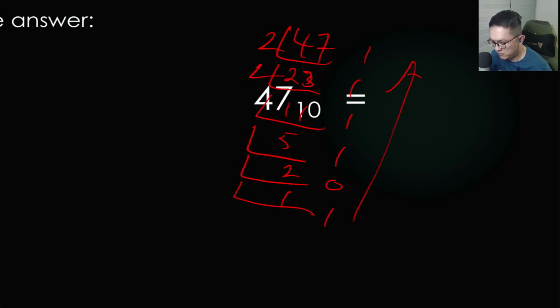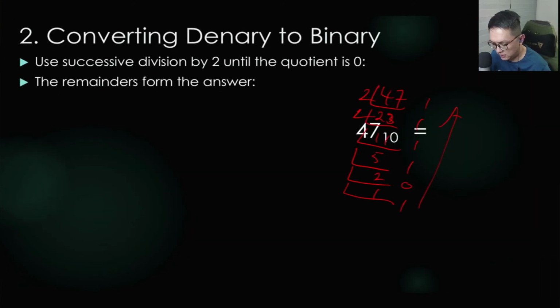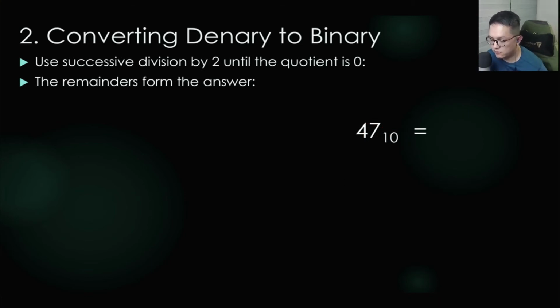So we can streamline this process. Let me just see, what happened to my slide? Let me just clear off the screen first. Let me clear the pen markings. So let's look at what we have. Again, I'm using 47 base 10 now. I'm going to convert this. So let's see how I can do it.